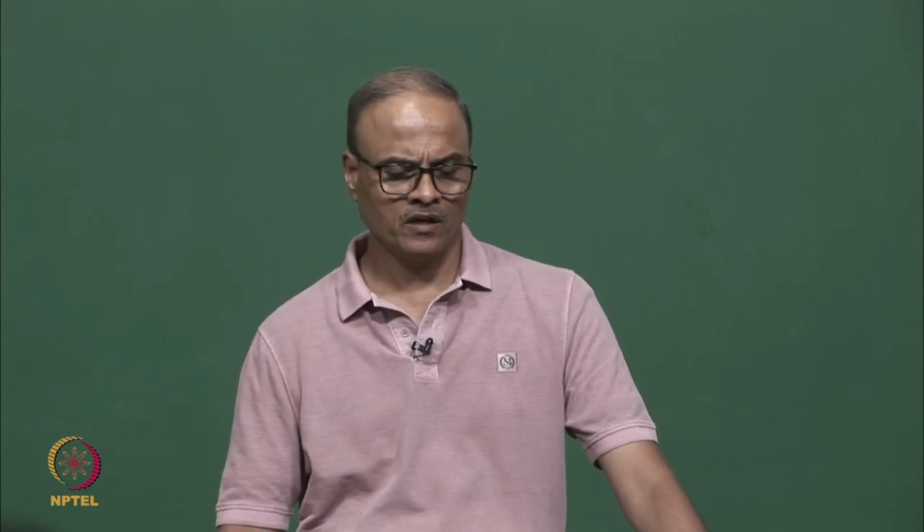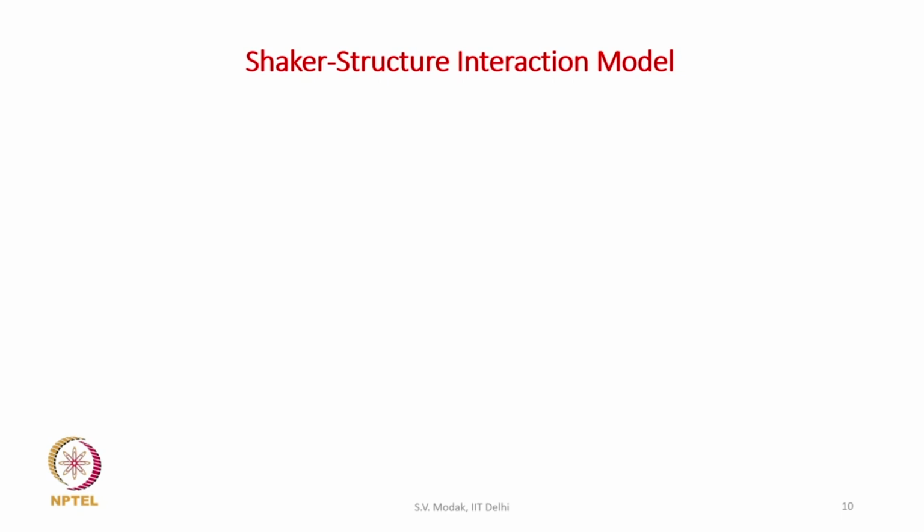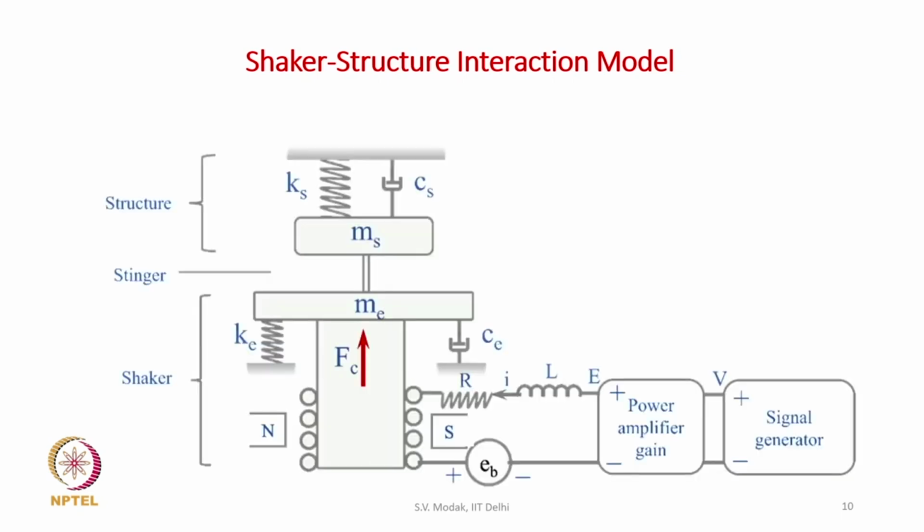So let us look at a shaker structure interaction model, and we are going to use a lump parameter model. We are going to take a single degree of freedom model each for the shaker and the structure. This is the lump parameter electromechanical model of the shaker structure. You can see at the top we have this structure model here. Here the Ks, Ms and Cs are the stiffness, mass and viscous damping characteristics of the structure.